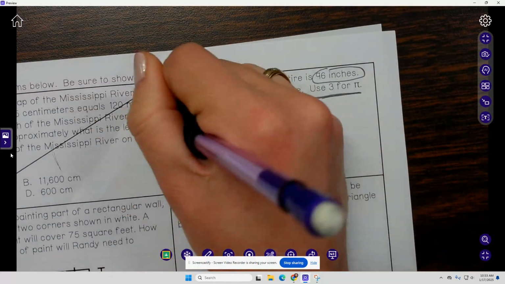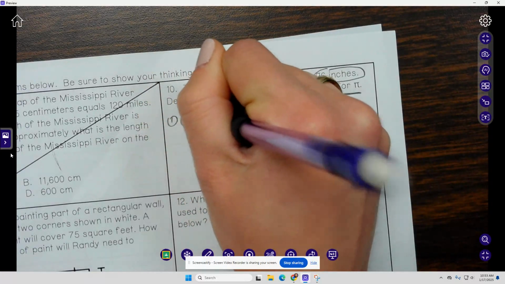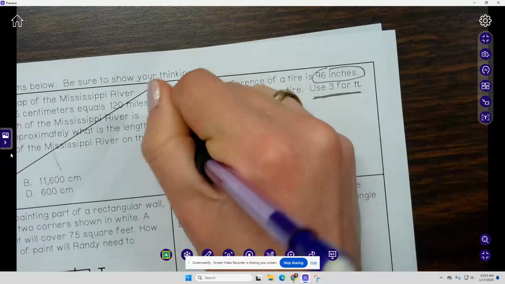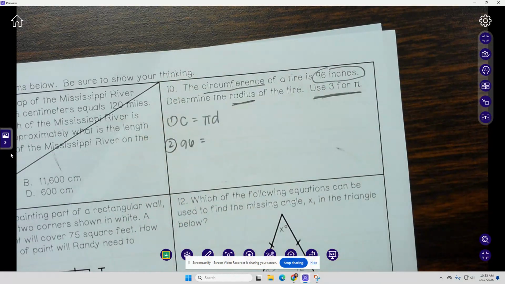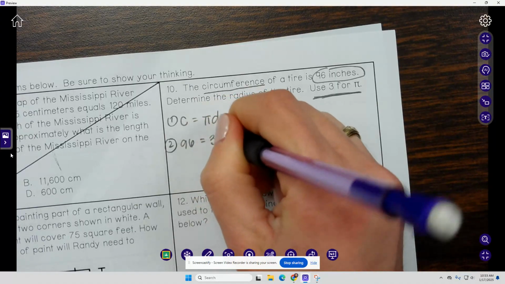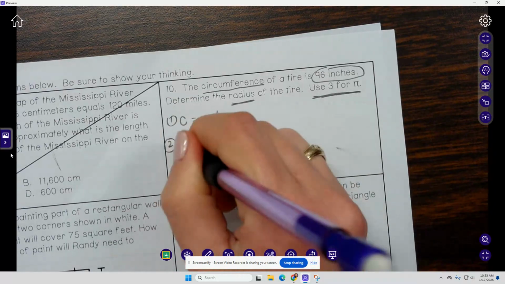Okay, so I'm going to write my formula. Circumference equals pi times diameter. It gives me the circumference to be 96 inches. They want us to use 3 for pi, and then I don't know the diameter. Okay, so to find the diameter, I'm going to divide by 3.